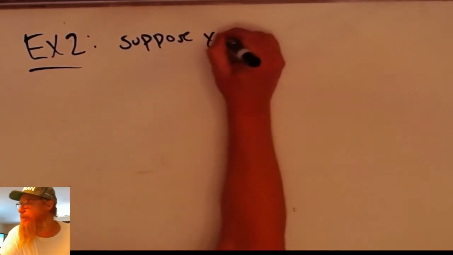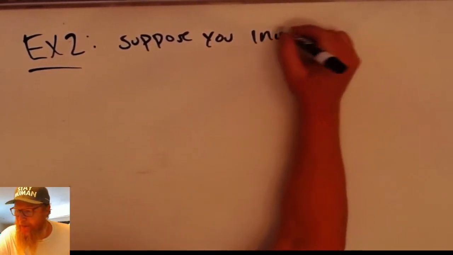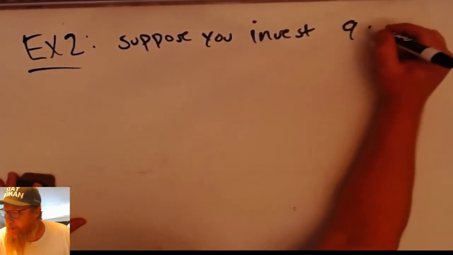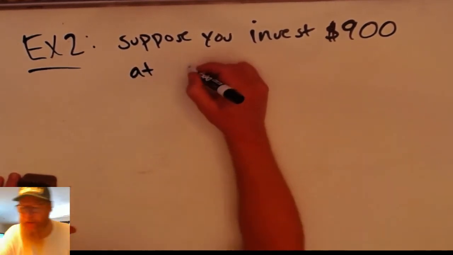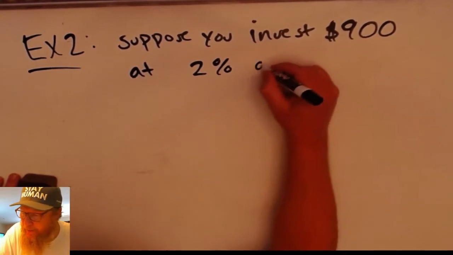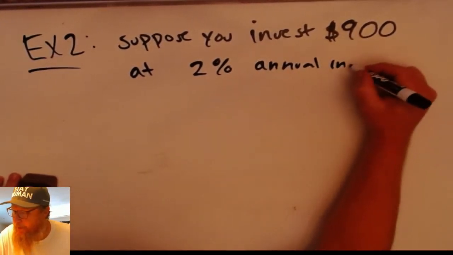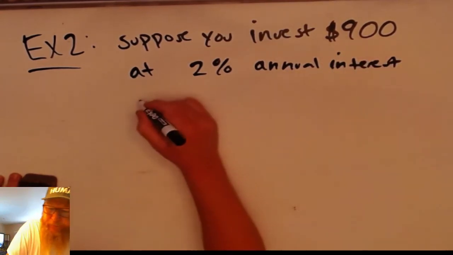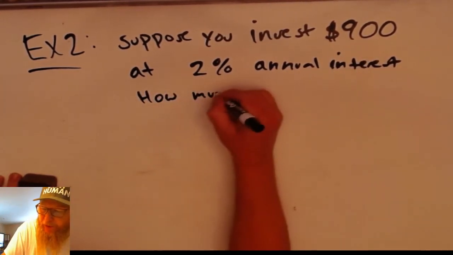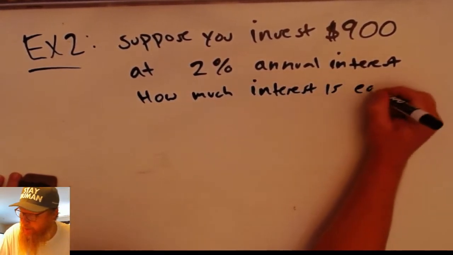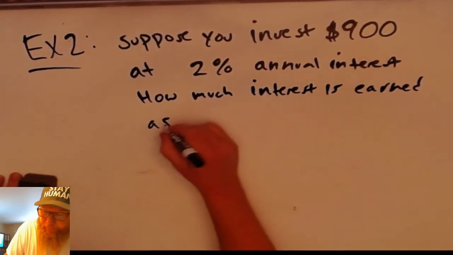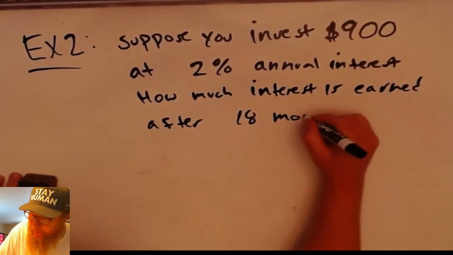So example 2. Suppose you invest $900 at 2% annual interest. How much interest is earned after 18 months?